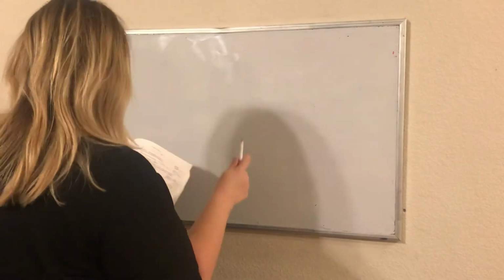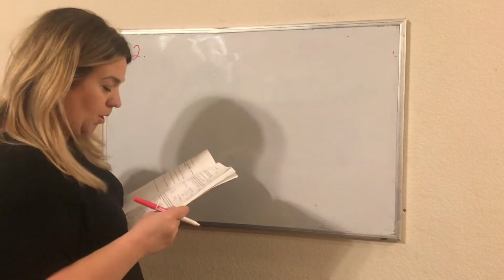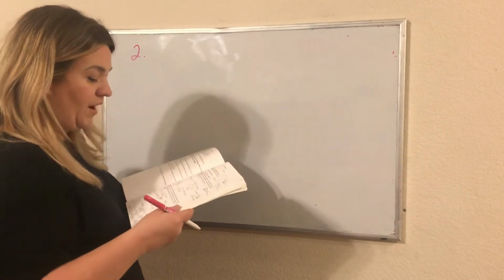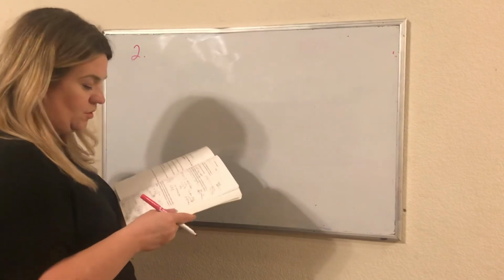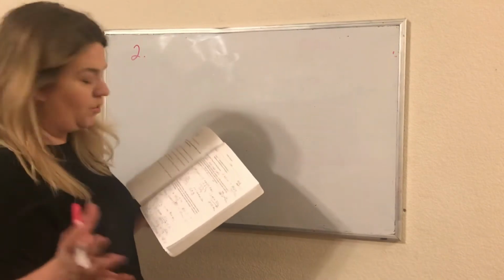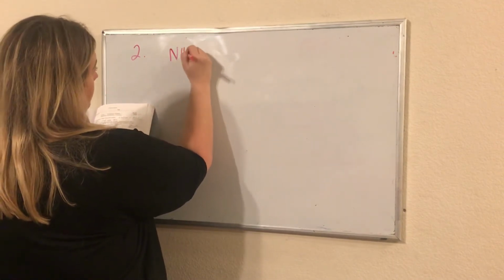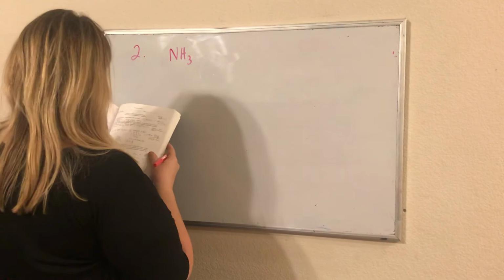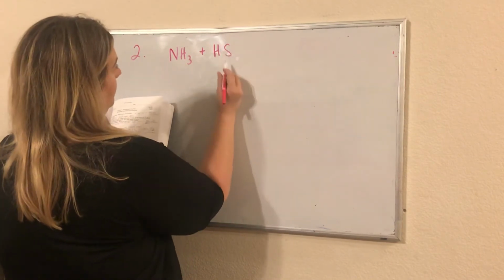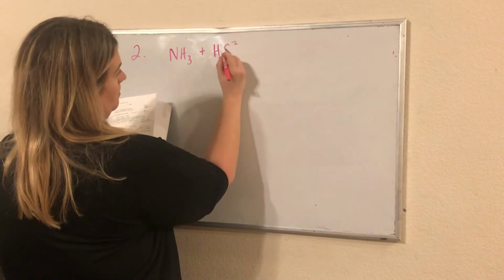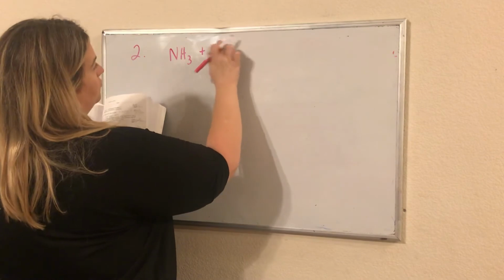Okay, so number 2, it says Tony knew that ammonia or NH3 will react with hydrogen sulfide to produce ammonium sulfide. Okay, so first step, write out our equation. So they were saying that ammonia is NH3, and then it reacts with hydrogen sulfide. Sulfur is a -2, hydrogen's a +1, so that's how we write hydrogen sulfide.